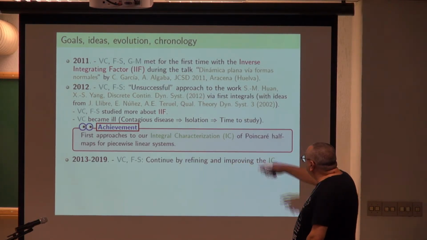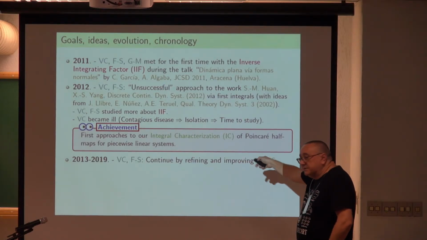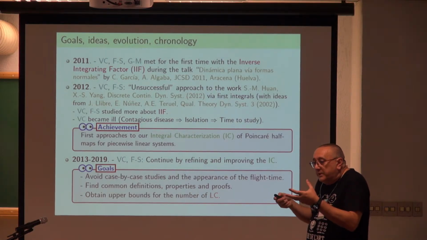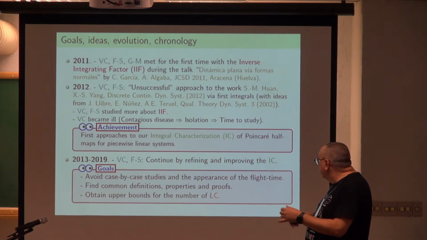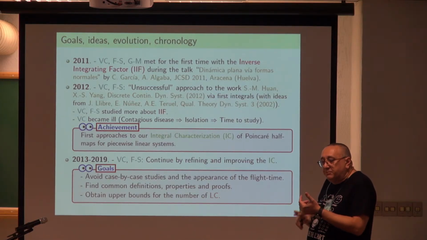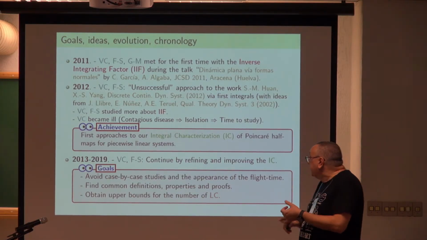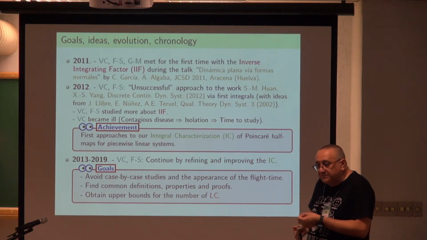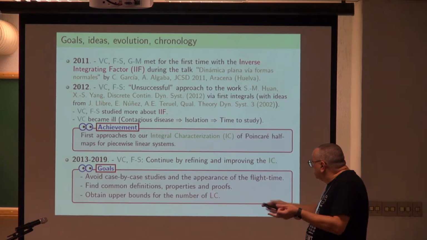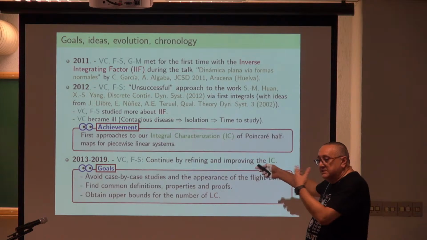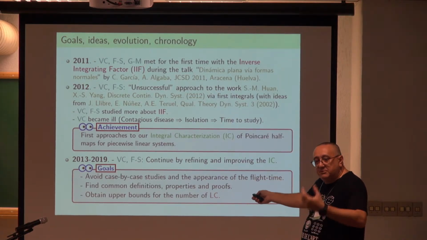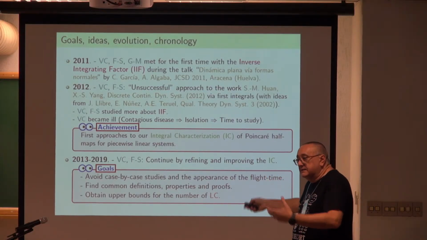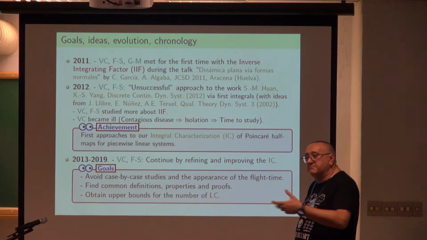Six years more, we were still continuing refining and improving the integral characterization, and our goals were, as I said at the beginning, to reduce as much as possible the cases and to find common definitions and properties and also proofs. And well, the principal problem always is to talk about the maximum number of limit cycles, to obtain upper bounds for the number of limit cycles that a planar Weierstrass linear system may have.